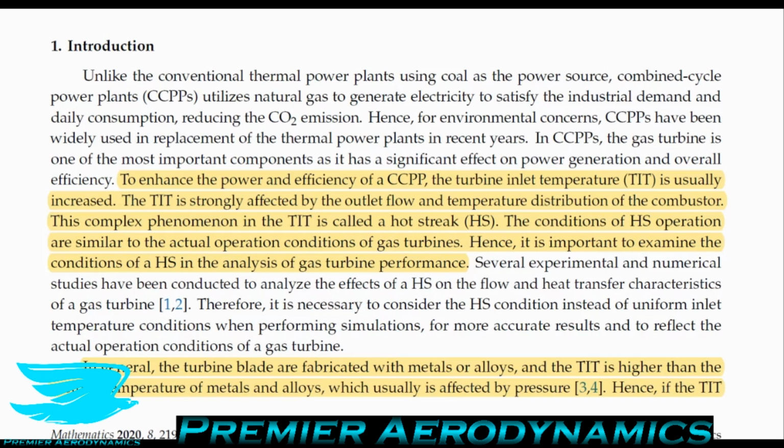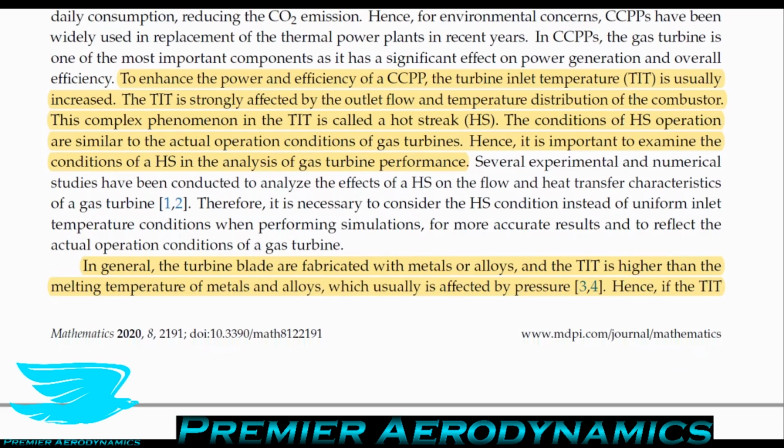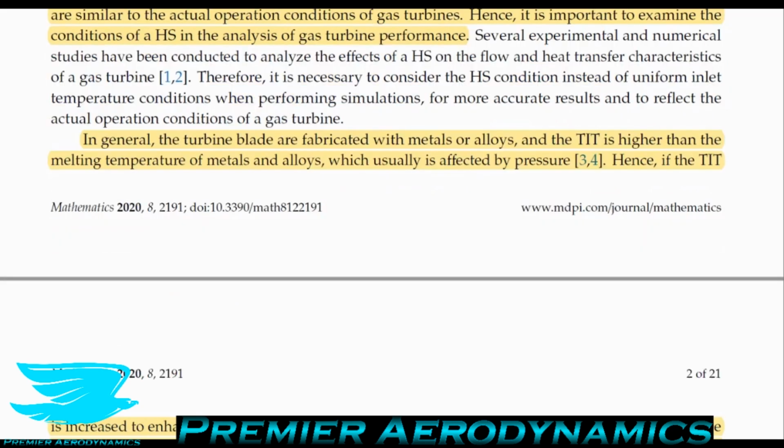So the conditions of hot streak operation are similar to the actual operation conditions of gas turbines. Hence, it is important to examine the conditions of a hot streak in the analysis of gas turbine performance. And most gas turbines will have hot streaks in them. It really just depends on how hot these hot streaks are compared to the average flow. And the better the turbine is designed, the less this difference will be.